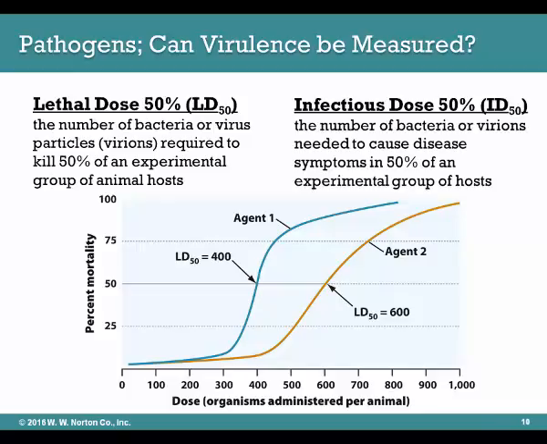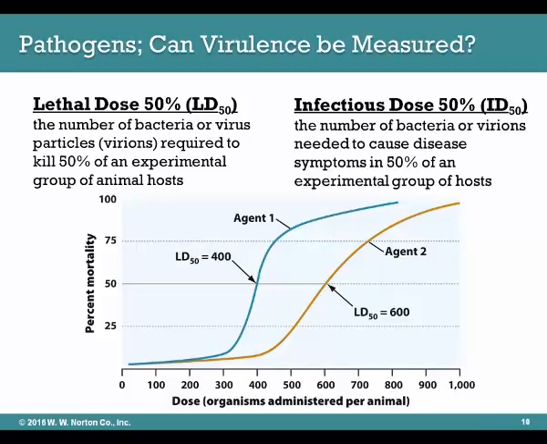In a similar way, public health officials can study a population that's been exposed to a pathogen, or in an experimental system study animal models for that disease and figure out how much of that pathogen is needed to cause symptoms in half of the animals that are tested or half of the people that are studied.